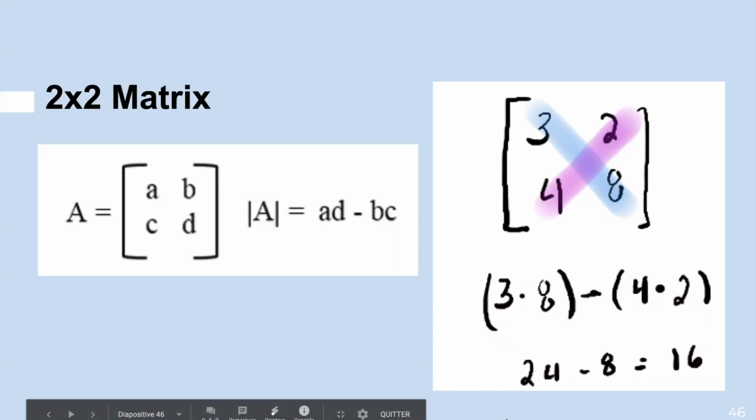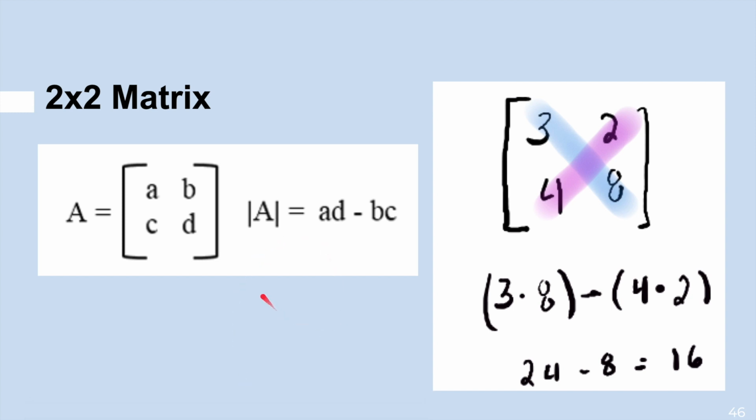So I talk about what the determinant is and how to find it in other videos, but I figured I should make one that's entirely focused on the determinant. So to find the determinant of a 2 by 2 matrix, which is the easiest type of matrix you can have here, you're going to multiply A times D and subtract C times B.